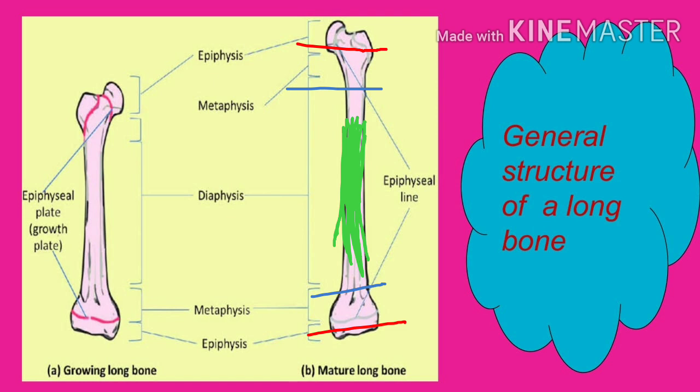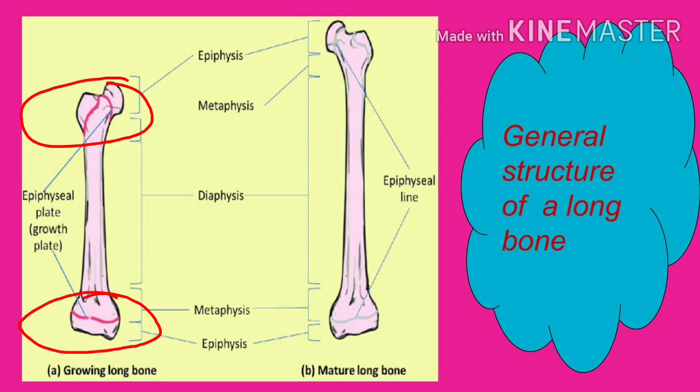And we have a growth plate. Look at the red line here. This is a growth plate, and this is just below the epiphysis. We have a growth plate and then metaphysis, diaphysis and epiphysis at the lower end. So what happened?